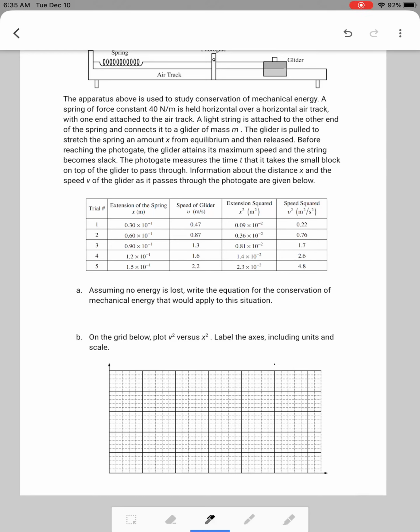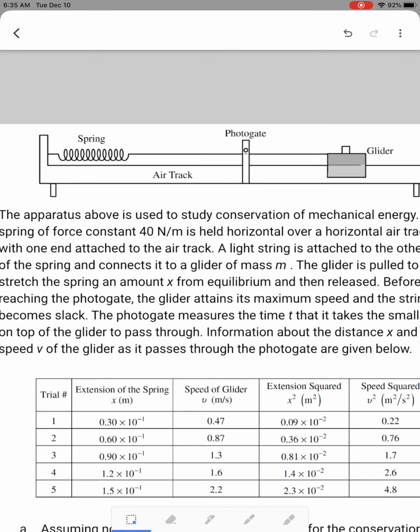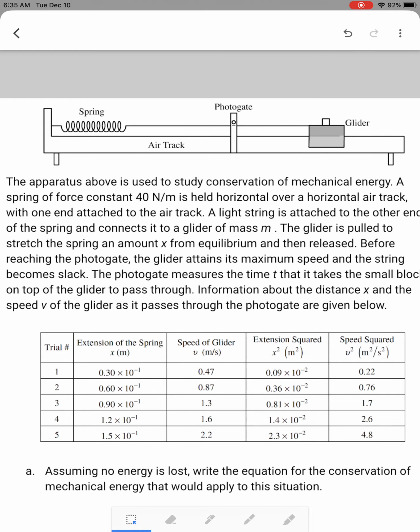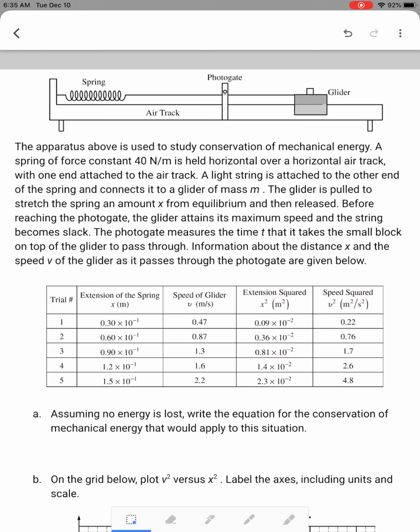All right, guys, here's question 3 from the chapter 9 through 10 free response. In this scenario, we've got a spring attached to a glider on an air track with a photo gate in the middle that measures the velocity as it comes through. Part A: assuming no energy is lost, write the equation for the conservation of mechanical energy that would apply to this situation.